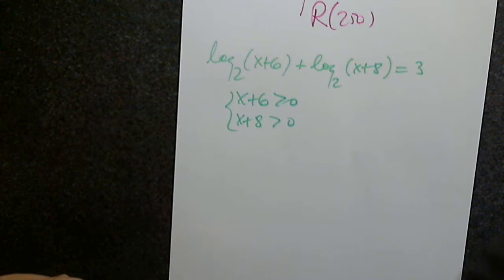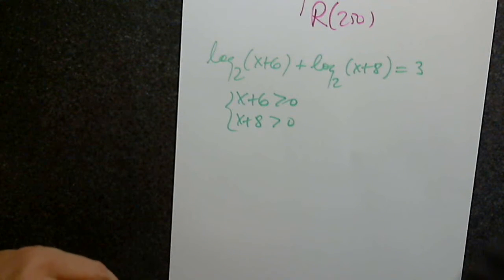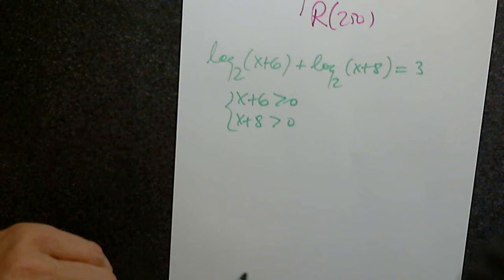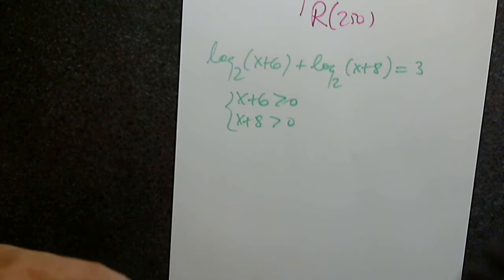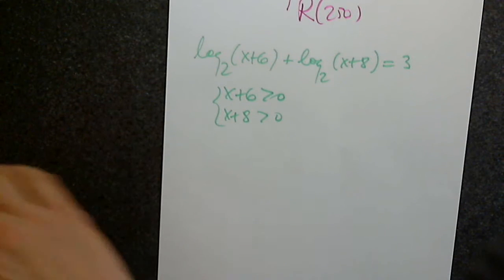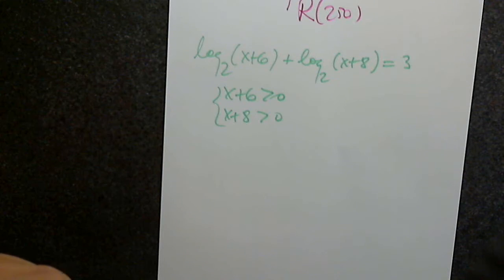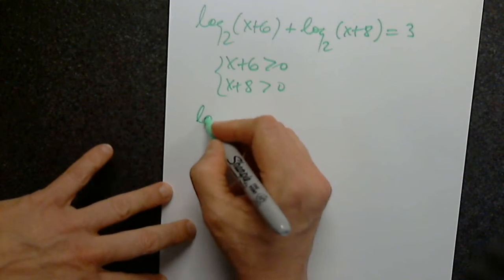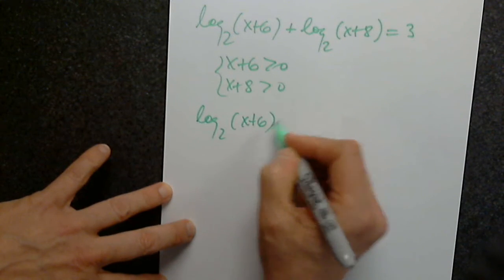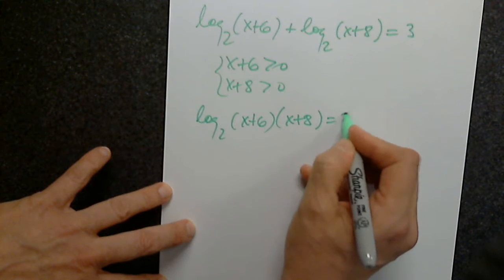I recommend stating the domain. Or you can say, I don't like stating the domain, which I'm fine with, I don't take it personally, but I promise I'm going to go back and check. Because if you don't go back and check, you're not going to get full credit, especially if what you get is not the correct solution. So this is log base 2 of x plus 6 times x plus 8 equals 3.